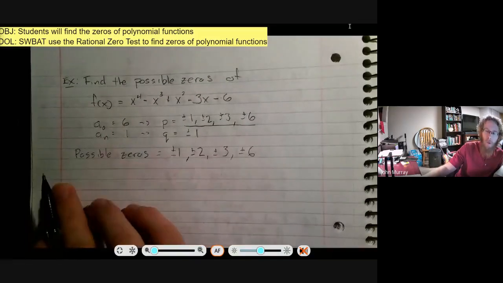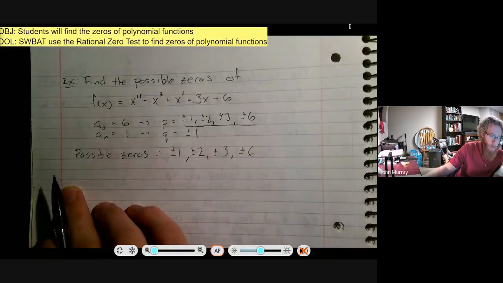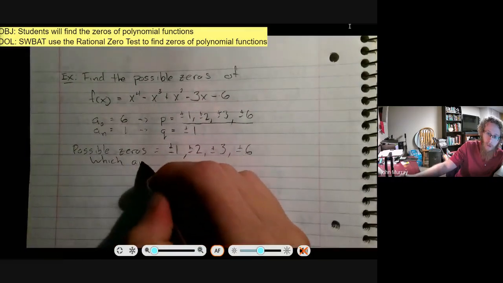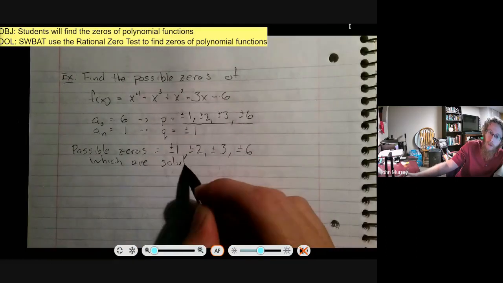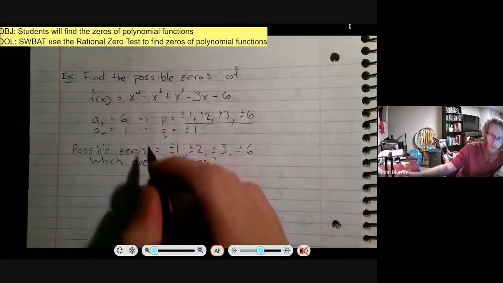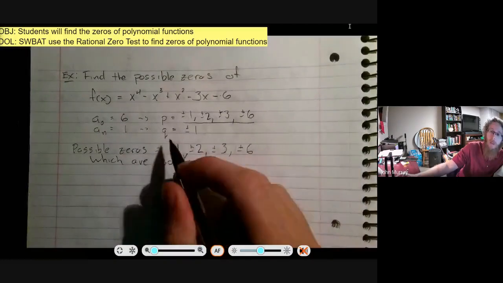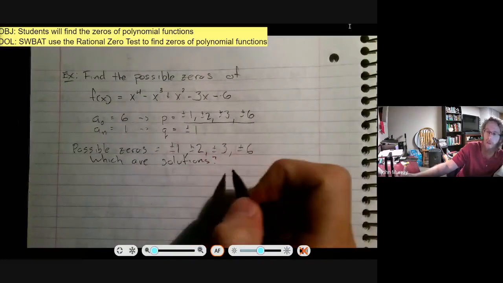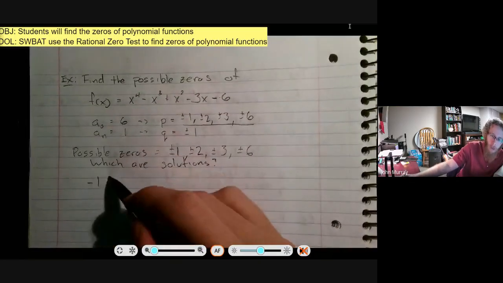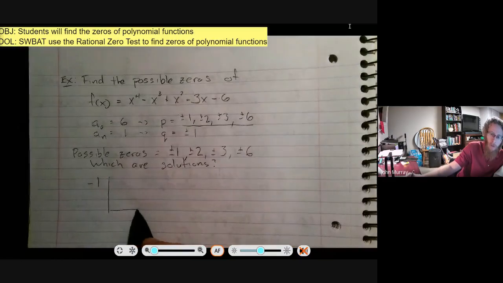So for the next step, unfortunately right now, it's kind of going to be a guess and check. We want to find which ones are solutions. My suggestion would be synthetic division. You would just pick one of these. You could pick +1, -1, +2, -2, +3, -3, and so on. I'm going to take a real lucky guess. Let's start with -1.